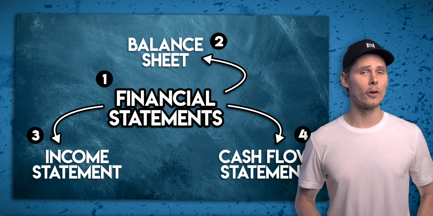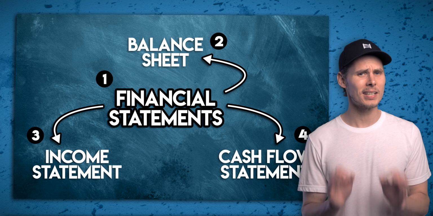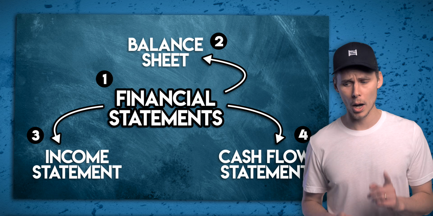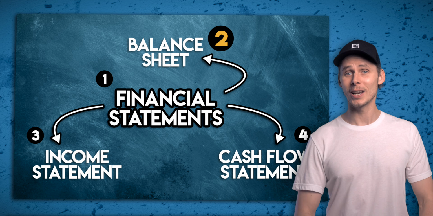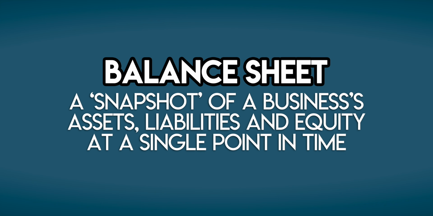Okay, now that you've got a feel for financial statements, let's take a closer look at them one by one. We'll start with the balance sheet. A balance sheet, or a statement of financial position, is a financial report that gives us a snapshot of a business's assets, liabilities, and equity at a single point in time.